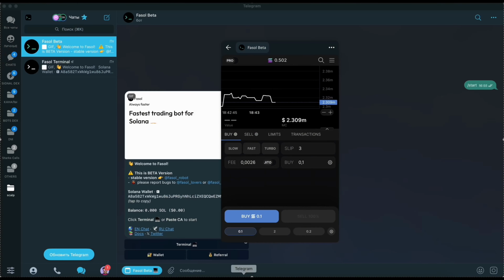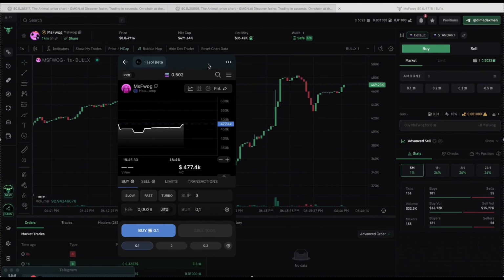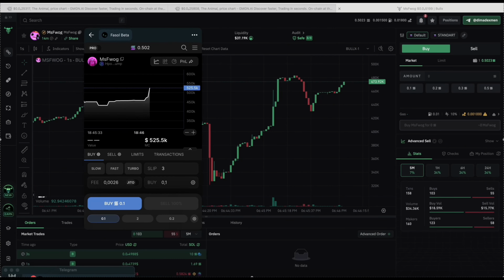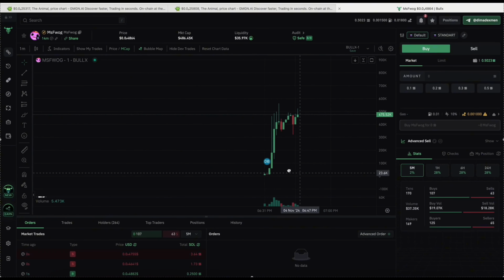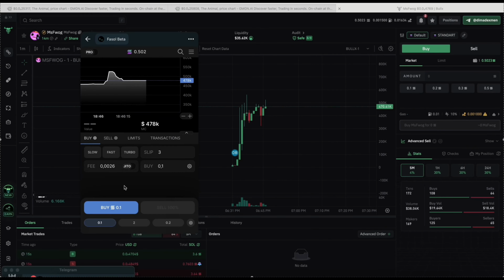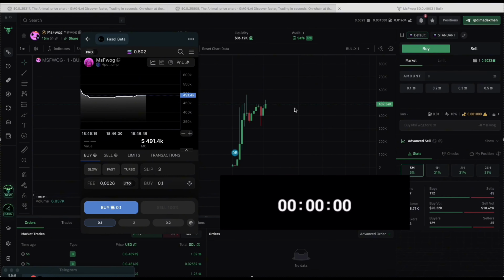So now let's compare the purchase speed of the bot itself and Bullix. By the way, some people trade like this. They open Fasol bot on one side and on the other side Bullix, but on a minute time frame, in order to understand how the price visually moves. Look at this. I charge a commission of 0.0026, and let's buy in Fasol and in Bullix to compare.